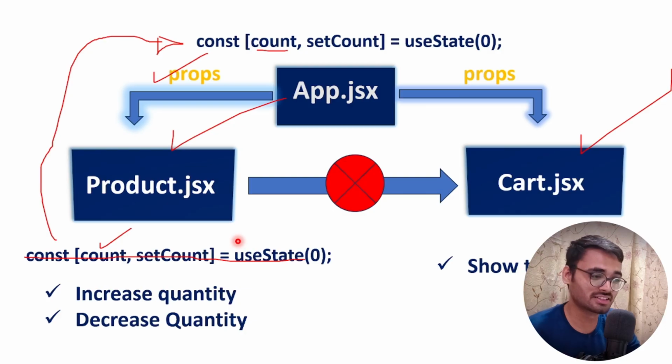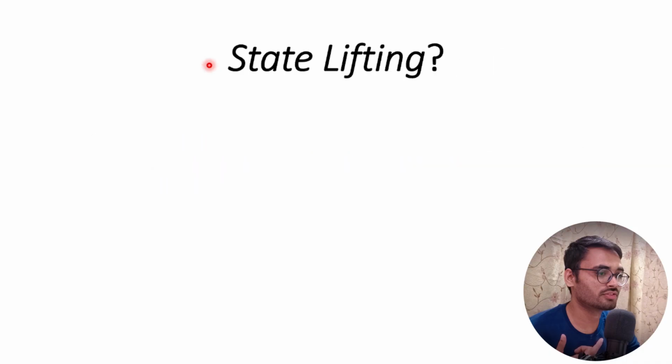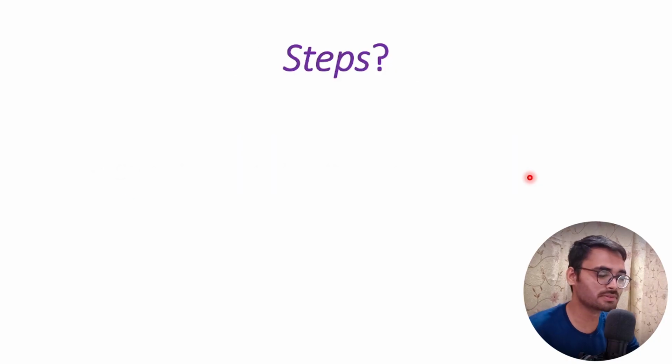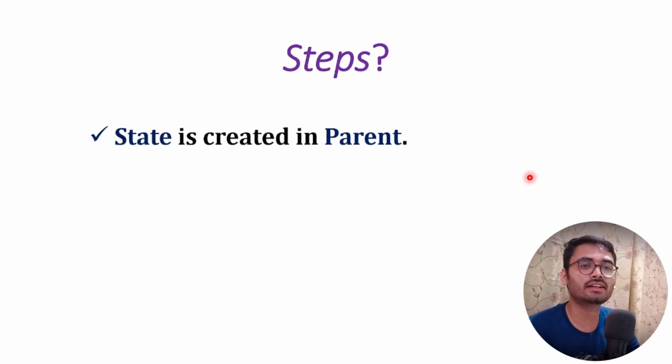So I should not create multiple states. Like here we can create a state, here also a state, so these states will be different. So what we do is put it inside a common parent component. So with state lifting, instead of each component having its own state, we keep the state inside the parent component. As we keep it inside the parent component, it can pass down and we can use it in any child component.